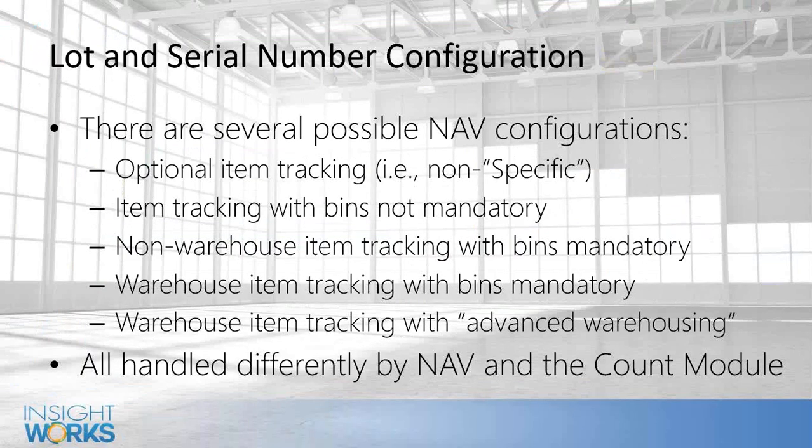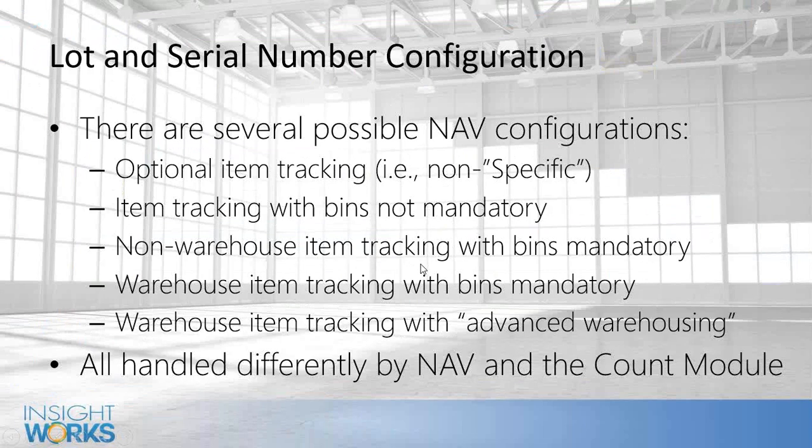NAV is pretty nice and flexible on how you can set up item tracking, but it does cause issues. There's a whole bunch of different ways you can set up item tracking, i.e. lot numbers and serial numbers. So, optional tracking, where you only record the lot and serial number in certain situations, like at shipment instead of all the way through the system. You can also turn it on if you don't have bins mandatory.